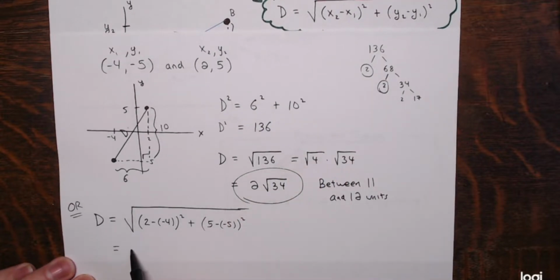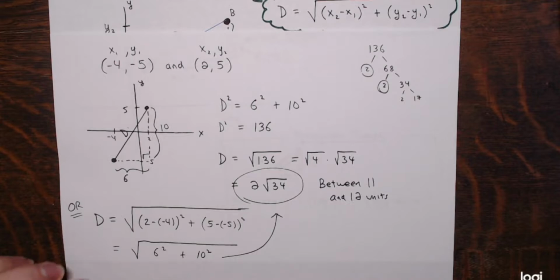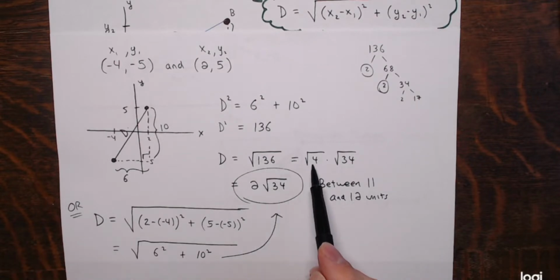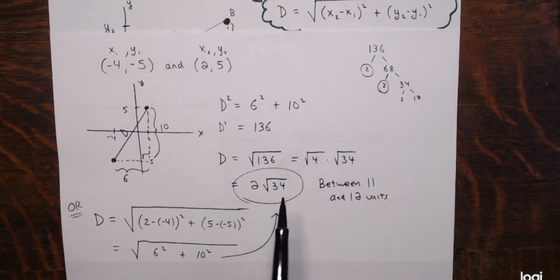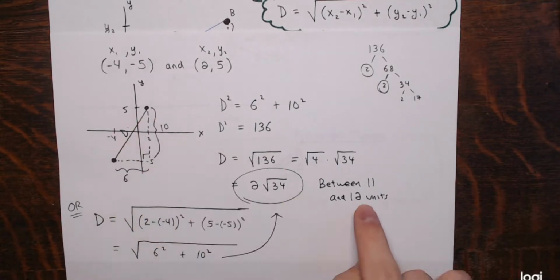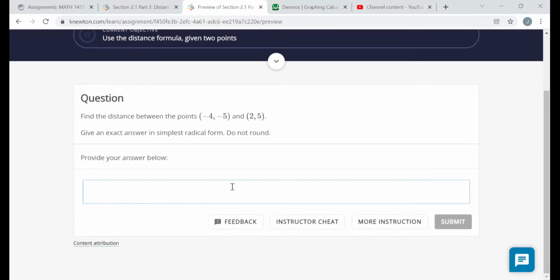So we have the square root of 2 minus -4 is 6, so you have 6 squared. 5 minus -5 is 5 plus 5, that's 10. And it's exactly the same thing as earlier. It's 6 squared plus 10 squared. I got 6 squared plus 10 squared earlier, 136. And the square root of 136 is the square root of 4 times the square root of 34. Square root of 4 is 2. So that's 2 times the square root of 34. These are something between 11 and 12 units apart. 11 point some units apart. But they want us to enter the simplified radical form.